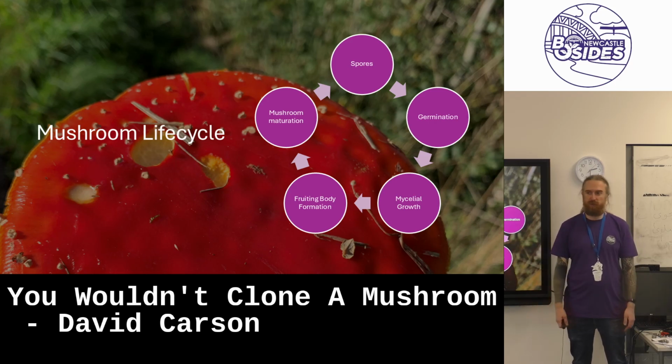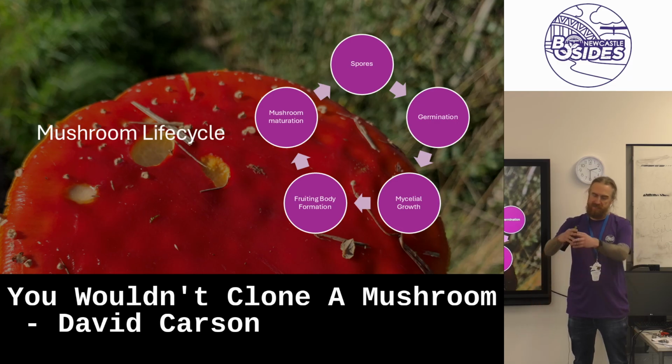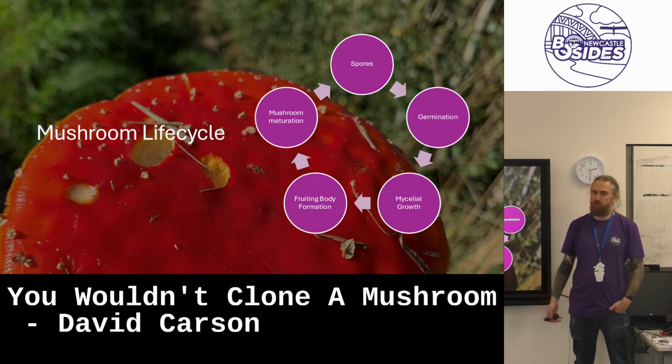Two compatible spores meet in the right conditions, so you need lots of humidity and a source of nutrients. The two compatible spores will meet and they'll start forming these little threads that go out and meet each other, and then you've got mycelial growth. So the mycelial growth will keep growing.